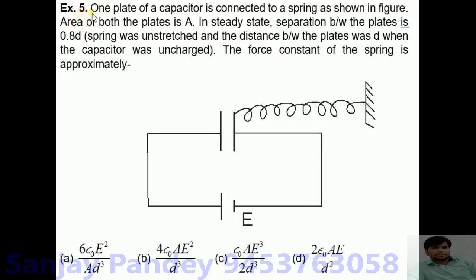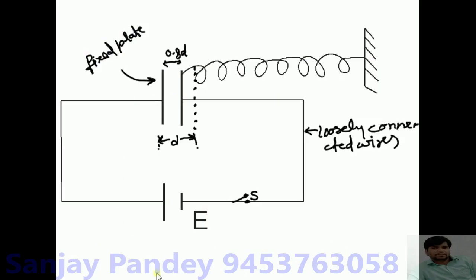Now the next problem is, one plate of a capacitor is connected to a spring as shown in the figure. The area of both the plates is A. In steady state, the separation between the plates is 0.8 d. The spring was unstretched and the distance between the plates was d when the capacitor was uncharged. The force constant of the spring is approximately. Here are 4 options. Suppose the left plate of the capacitor is fixed and d is the initial separation between the plates of the spring.